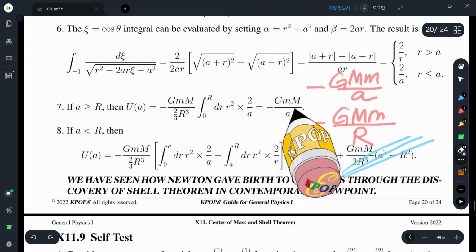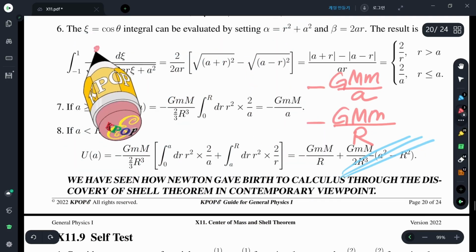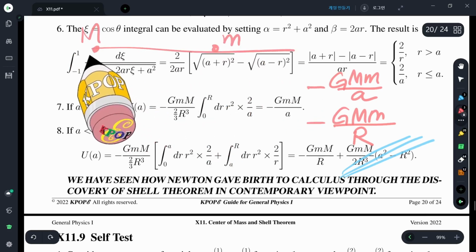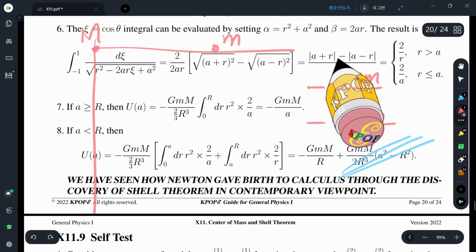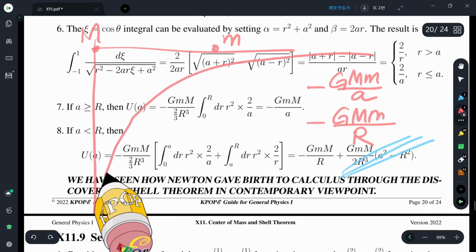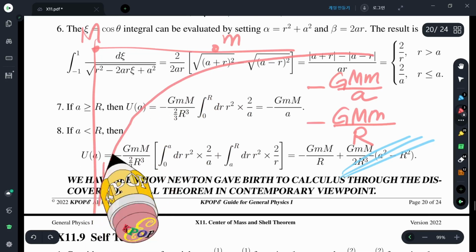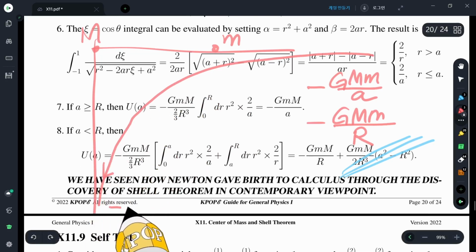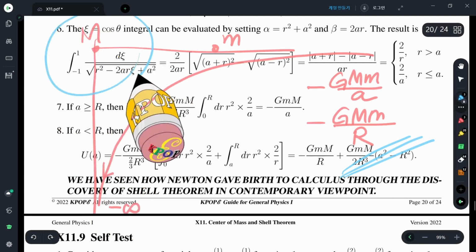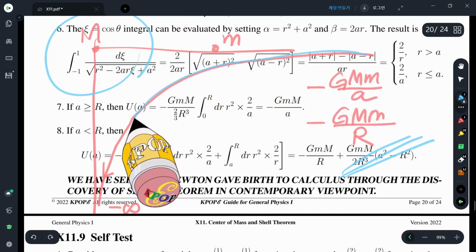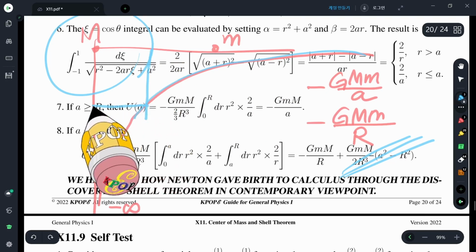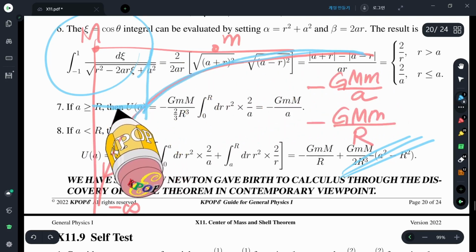Finally, for the two point particles, M and small m, the potential energy becomes zero at infinity. It decreases arbitrarily, going to minus infinity. But if we have a spherical shell, then it does not decay arbitrarily. When it reaches the radius, it is frozen. So this is the case of a shell.